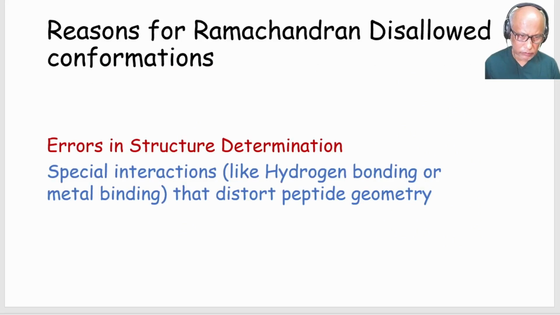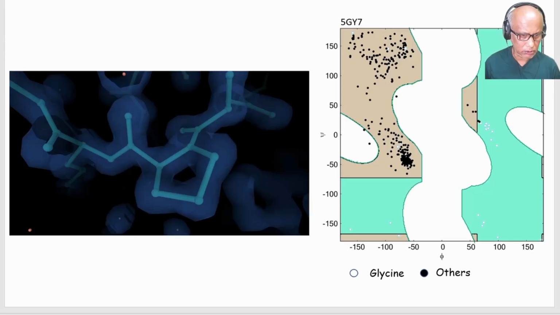It is also critical that we understand why these errors were made. What kind of problems in the experiments, particularly X-ray diffraction experiments, cause errors of model building, and thereby residues go into the disallowed regions? To understand that, let us take a crystal structure. Here is an example of a protein whose structure code is 5GY7. This in fact was solved by one of your seniors, Dr. Nupur Singh, here in SBT.